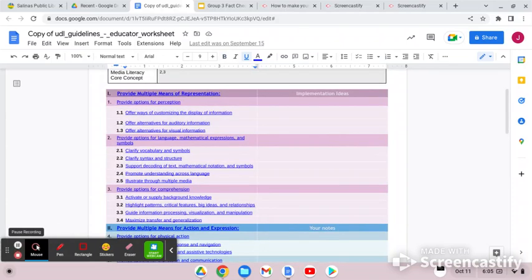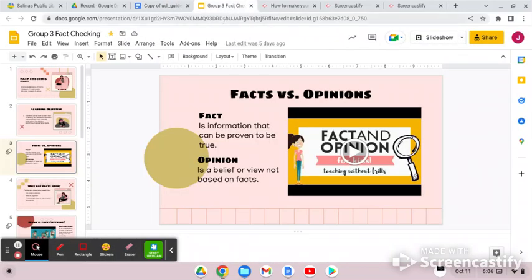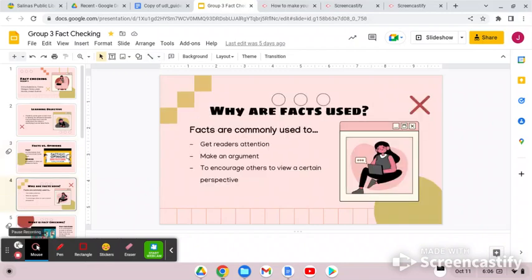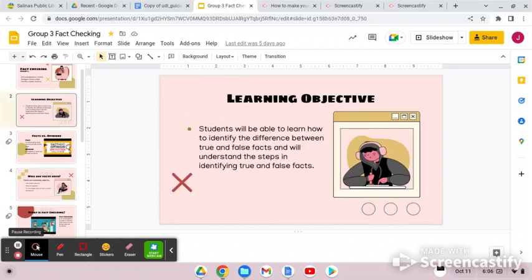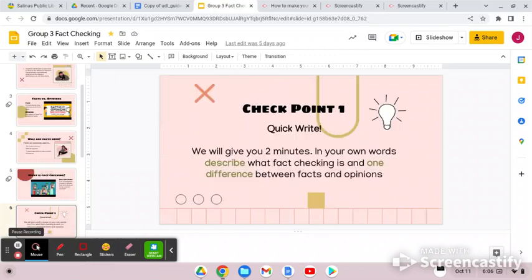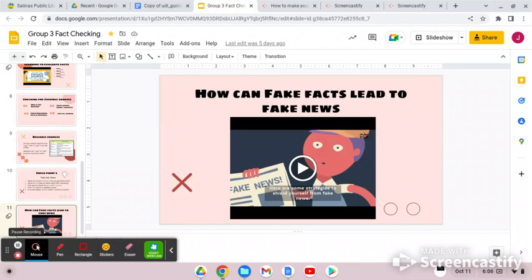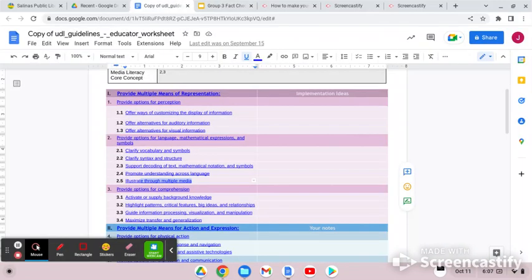For the first category, representation, we decided to use 2.5, illustrate through multiple media, by having simple short readings throughout the presentation and videos that went more in depth for the topic. So that consisted of facts versus opinions, what is fact checking, learning and evaluating facts, and how can fake facts lead to fake news.